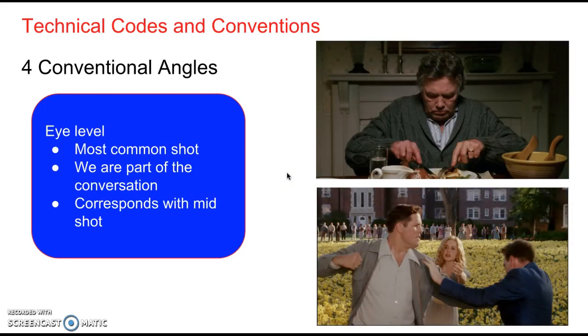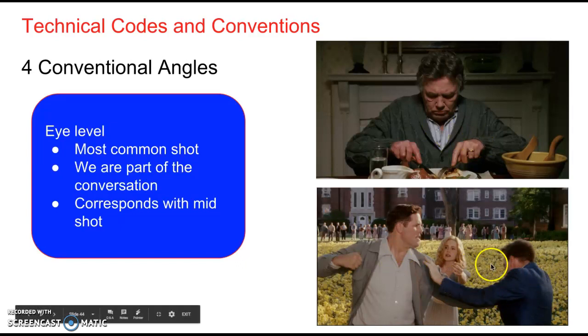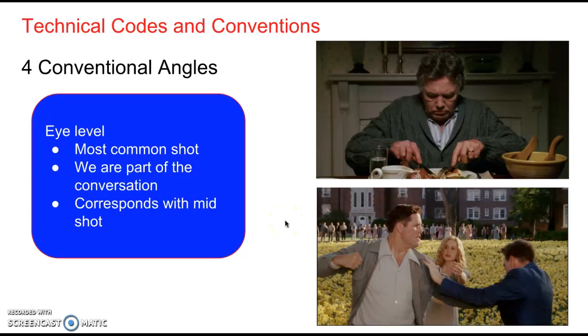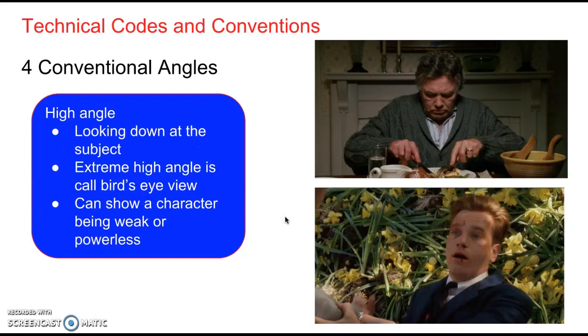Much like the mid shot, the most common shot is the eye level shot. And again, this is because we're part of the conversation. If we're sitting at a dinner table with him, we're going to be at eye level because we're part of the conversation. This is how we react in real life. We're in the fight. We're at eye level with the characters. We're on the same level. So it's the most common shot. There's not much symbolic meaning behind it, nothing to do with codes.